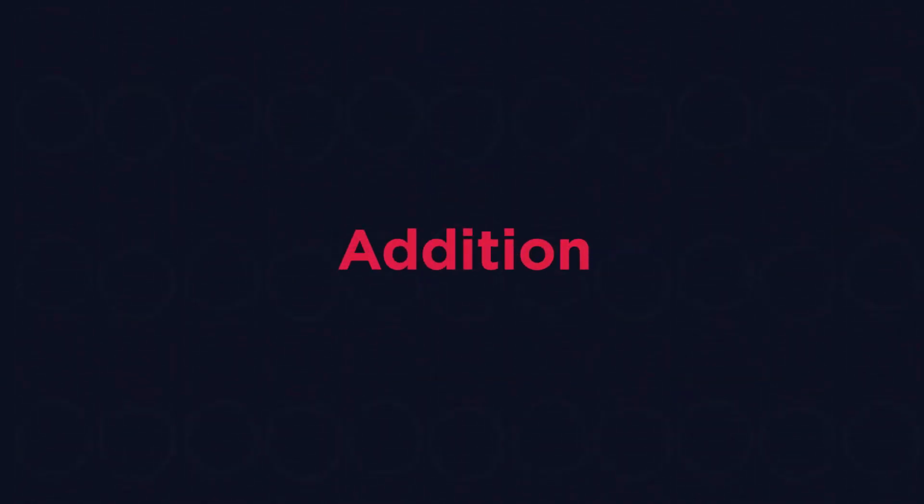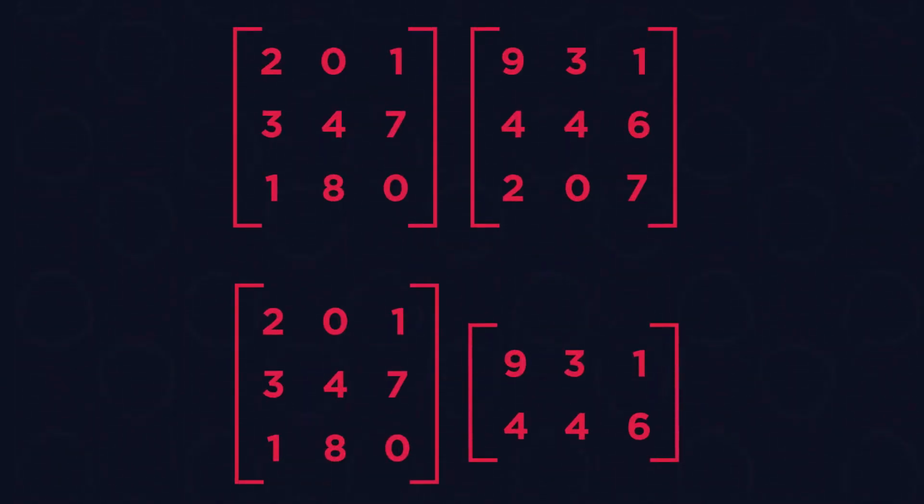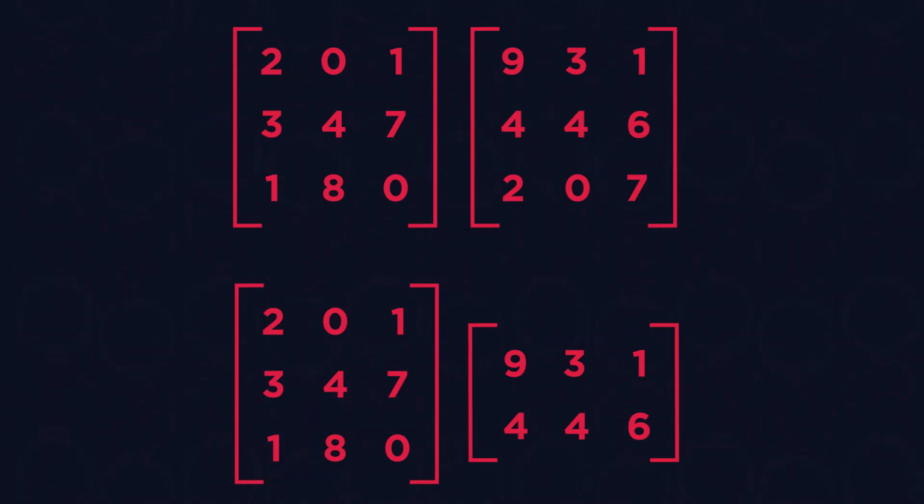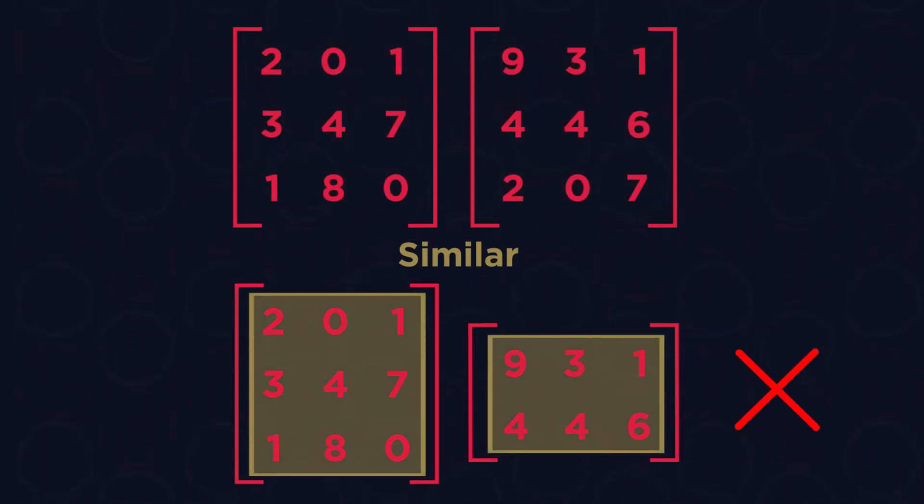First up is addition. Here you can see two different pairs of matrices. The first one is made up of two similar ones, which means that they have the same number of rows and columns, while the second one isn't. A very important thing to understand is that in order to add up two matrices, they must be similar. Therefore, we can add up the first pair, but not the second.